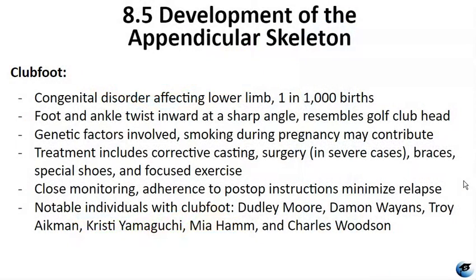Clubfoot is an example of a congenital deformity affecting the lower limb. It occurs at a frequency of about 1 in 1,000 births, and it involves a sharp inward twist of the foot and ankle, resembling the head of a golf club. While its exact cause is unknown, genetic factors and maternal smoking during pregnancy are implicated as causes.